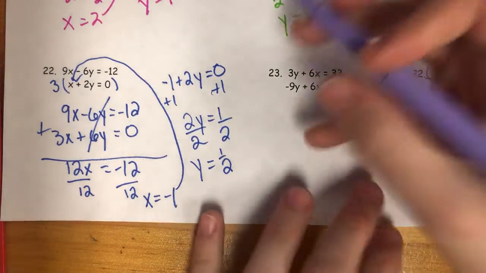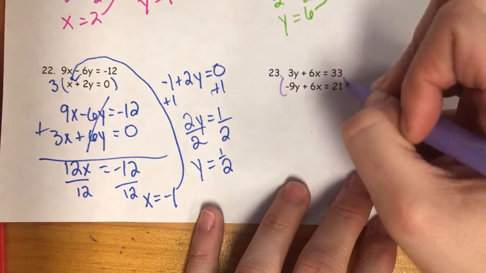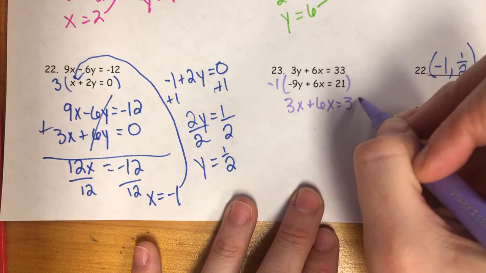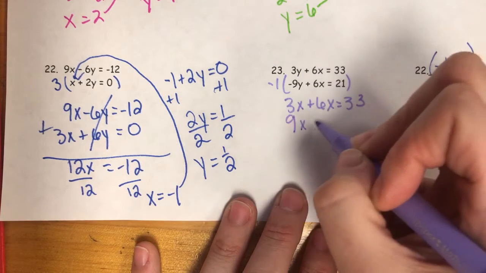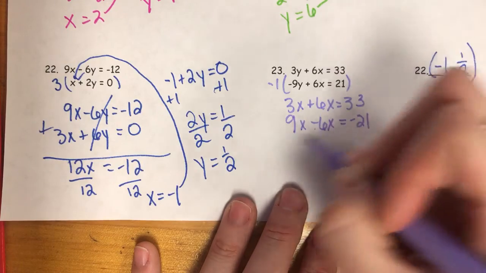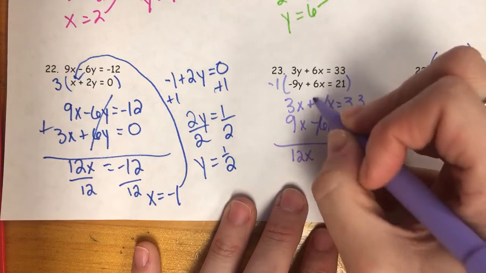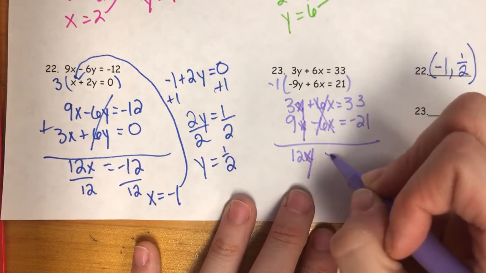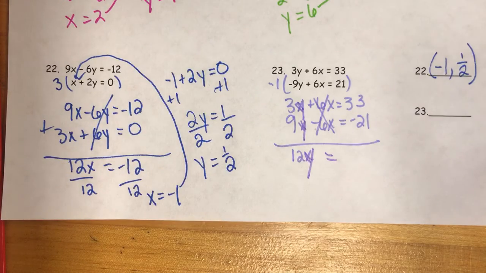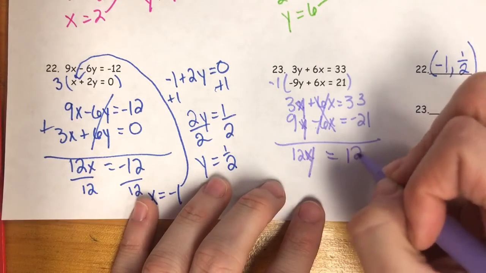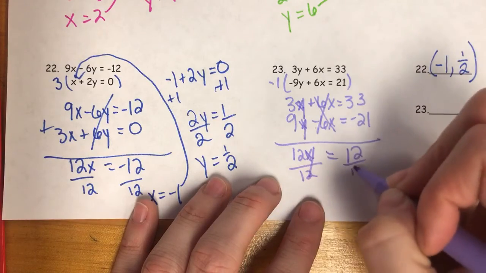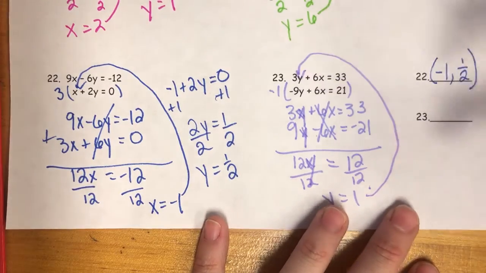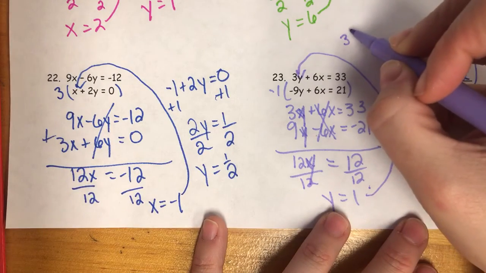Number 23, we already have matching, but one's positive and one's negative. So we're going to multiply one of them by -1. So our top stays the same. Our bottom becomes a positive 9x minus 6x is a -21. Oh, geez. These are y's. These are y's. Equals 12. So we get y equals 1. So I'm going to plug this back in. This top one for y. So let's see. 3 times 1 is 3.